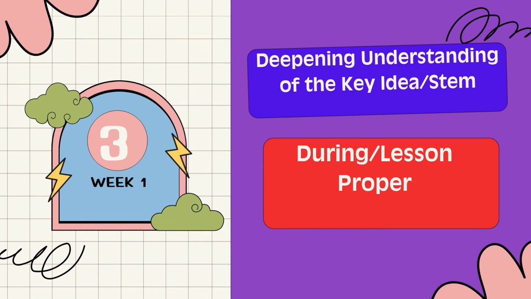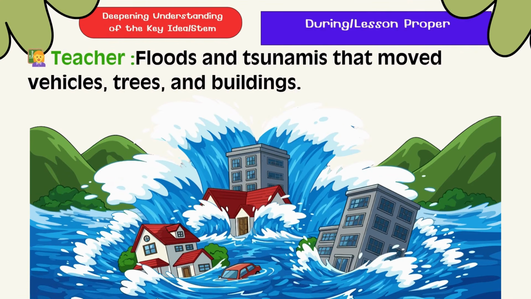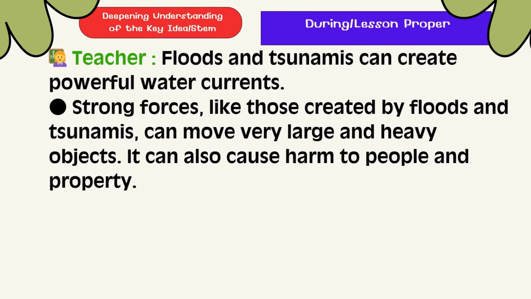Deepening understanding of the key ideas, STEM. Floods and tsunamis that move vehicles, trees, and buildings. Look at the scenario. Floods and tsunamis can create powerful water currents.